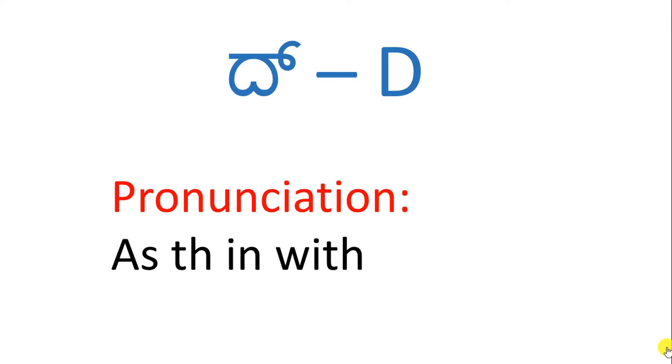Next root consonant is dh, and the way you pronounce it is as th in with. If you remove WI and try to pronounce TH, it would sound like dh. And that is how you pronounce this root consonant. Now let us see how to write it.